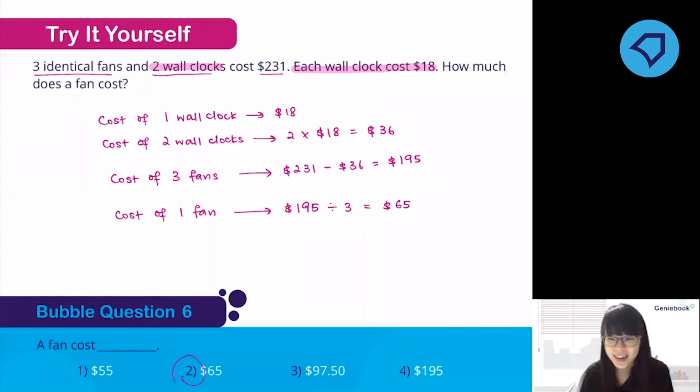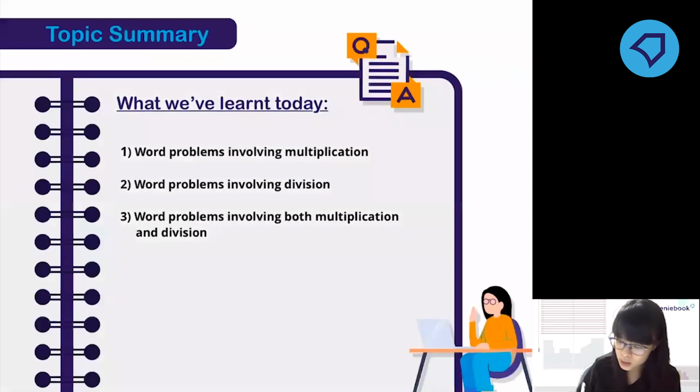Okay? All right, so that's all for today. Before we go, let me do a quick summary with you guys over here. So today we completed 3 types of word problem, one involving multiplication, one involving division, and one involving both multiplication and division. Okay, if you have any other questions, you can stay back and ask.